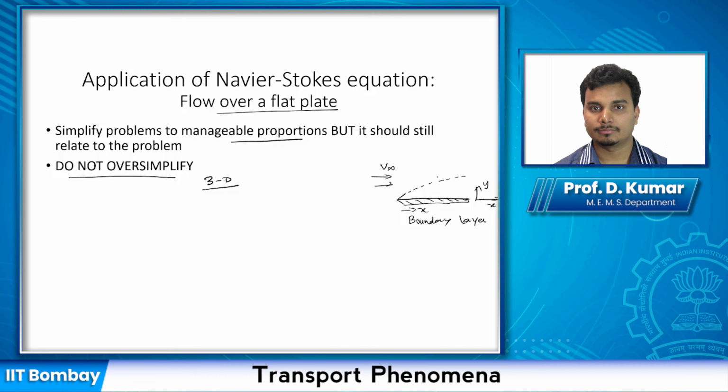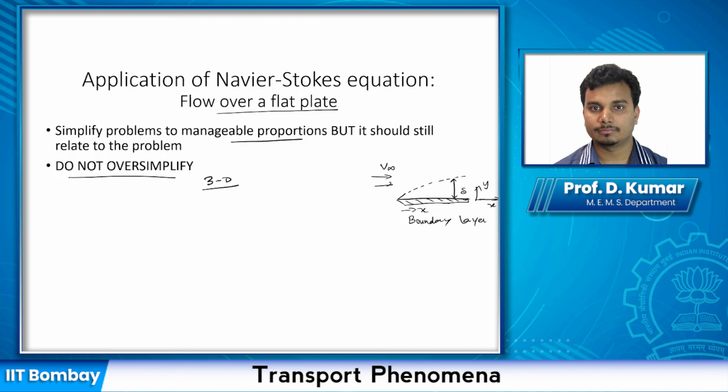Even in y, our region of interest is whatever is delta, the boundary layer thickness. Of course, delta is a function of x, but this is our region of interest. Actually, nothing much happens outside it. It remains v infinity, a constant velocity. It's just going on. So this is our region of interest.